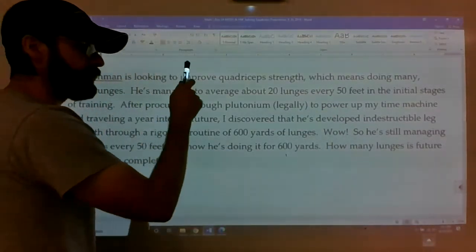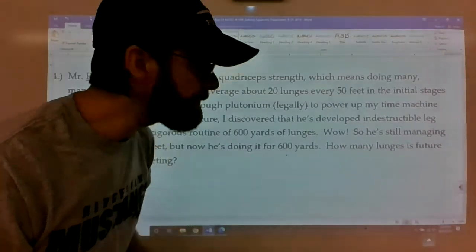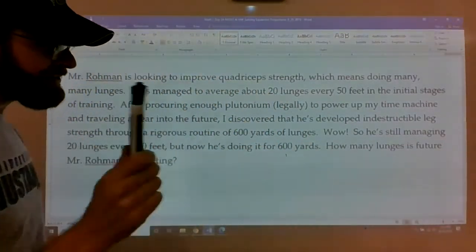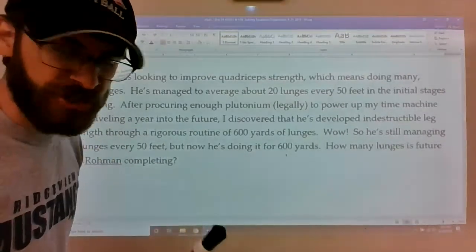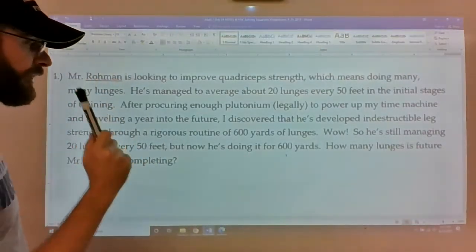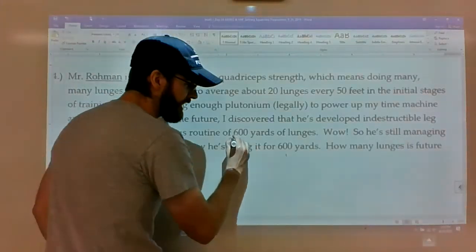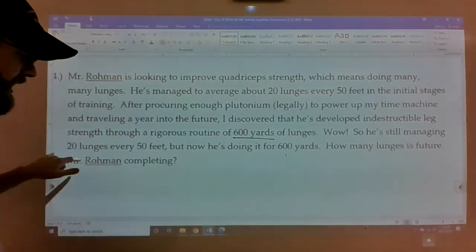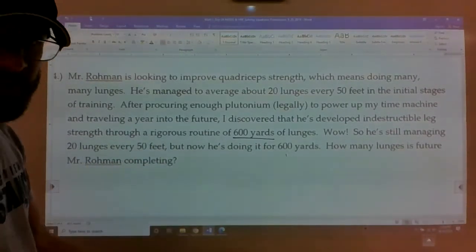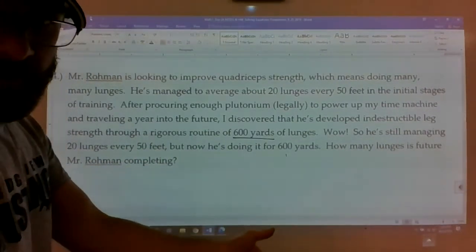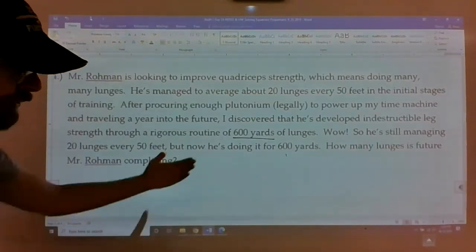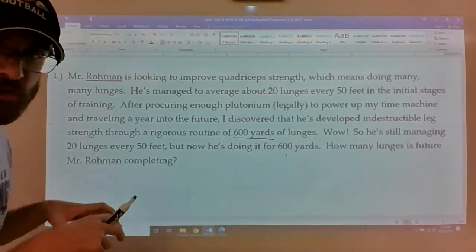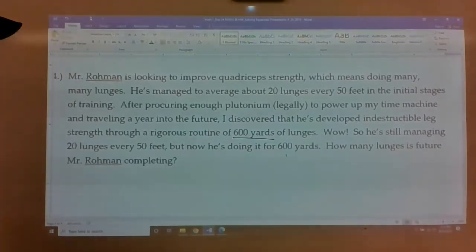I was able to procure enough plutonium, legally, to power up my time machine, and I traveled a year into the future. I discovered that he's now developed an indestructible leg strength through a rigorous routine of 600 yards of lunges. Wow. So he's still managing to do 20 lunges every 50 feet. He's just doing a ton more than he did at the beginning. He's doing it for 600 yards. So how many lunges is future Mr. Roman completing at this point?